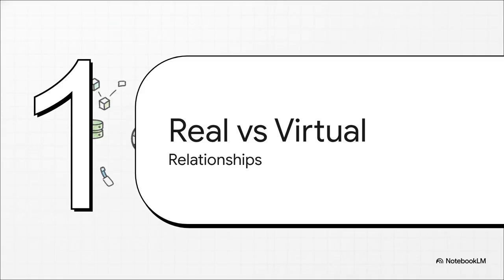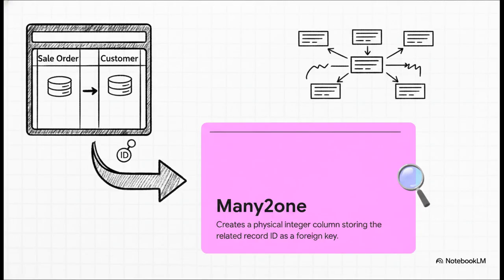Moving right along to Section 2, Real versus Virtual Relationships. So here's the deal. The many-to-one is arguably the single most important field in Odoo. When you declare a many-to-one field, say you're linking a sale order to a specific customer, you are creating a real physical integer column in your PostgreSQL database. It stores the ID of the related record, acting exactly like a classic database foreign key. It's tangible, you can query it, and it acts as the main anchor for your relational data.